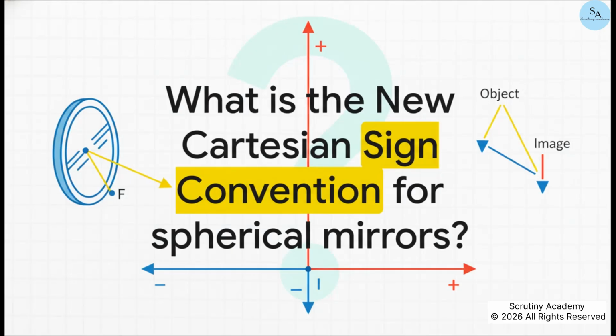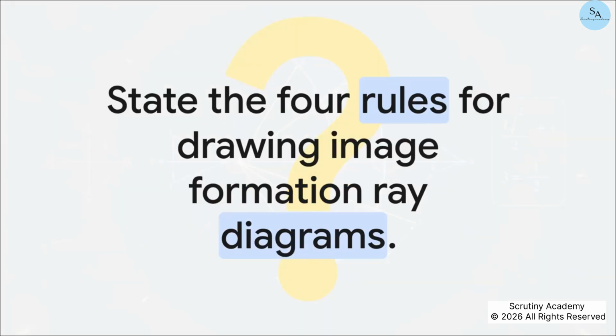So you're in the exam and you see this question. They're asking you to just state the sign convention. This is your cue to clearly lay out the rules we just covered. The pole is the origin, distances along the light are positive, against are negative, and heights above the axis are positive, below are negative. And here's another one you're almost guaranteed to see.